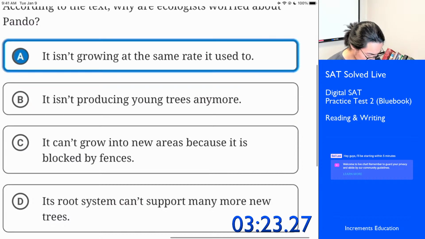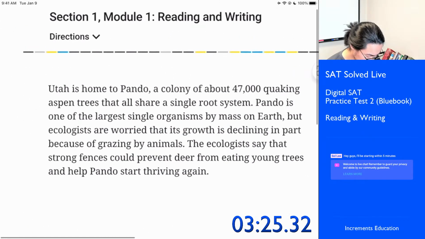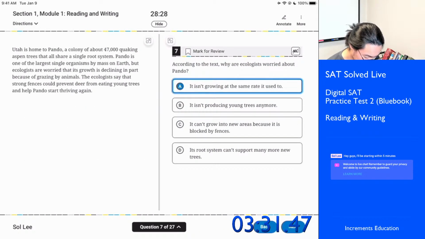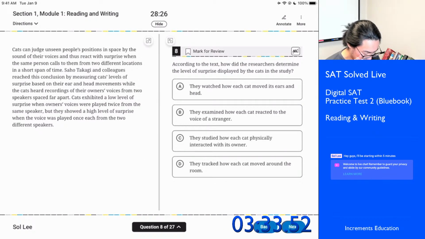Young. It isn't growing at the same rate. Let me just double check. Growth is declining. Yeah, growth is declining.